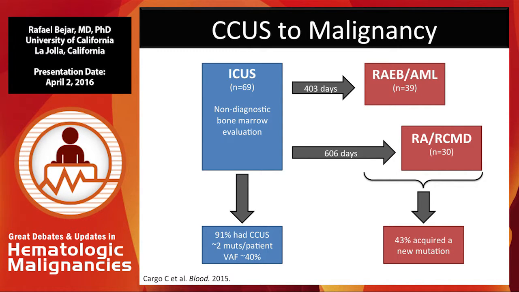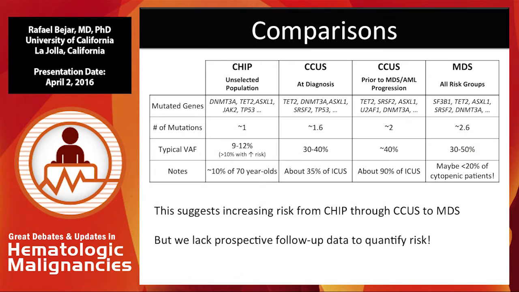So this suggests that having clonality and a high burden of mutation is a significant risk factor for subsequent progression. If we put that all on a table where we compare CHIP, these are essentially unselected individuals who may not have a hematologic disorder, at most you typically find one mutation, and that mutation is not very abundant. Whereas in patients who are examined at diagnosis with cytopenias, the mutation burden is a little bit higher, and the abundance of these mutations is much higher in each patient.